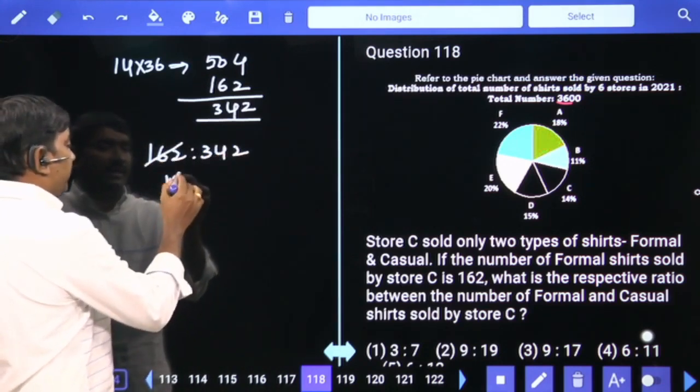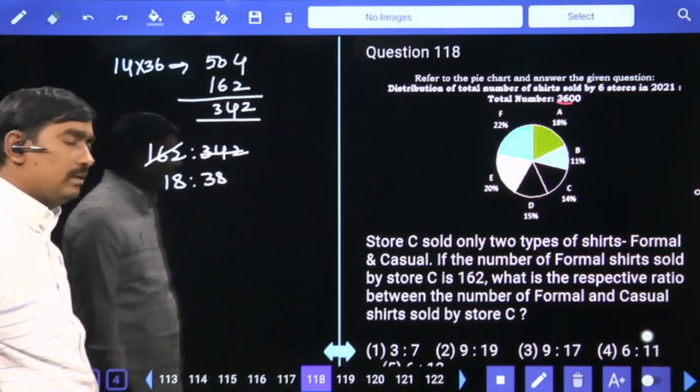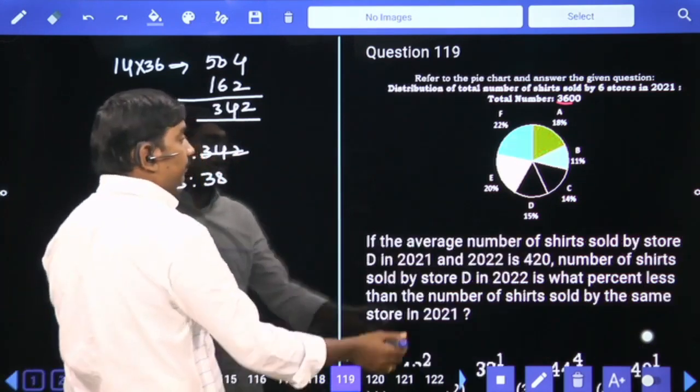Dividing by 9: 9 ones are 9, 9 eights are 72, 9 threes are 27, 9 nines are 81, 9 19s are 171. So 9 is to 19.